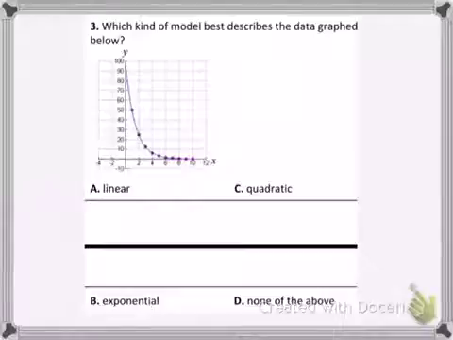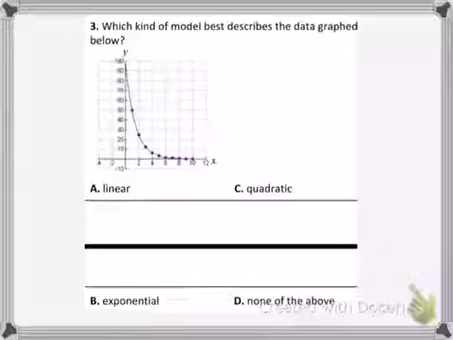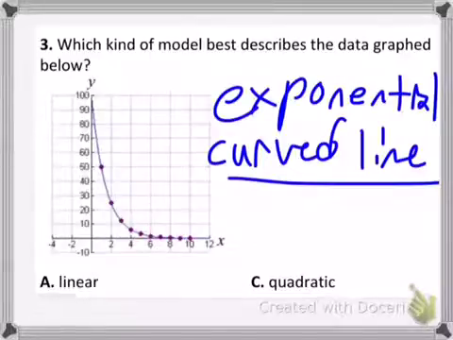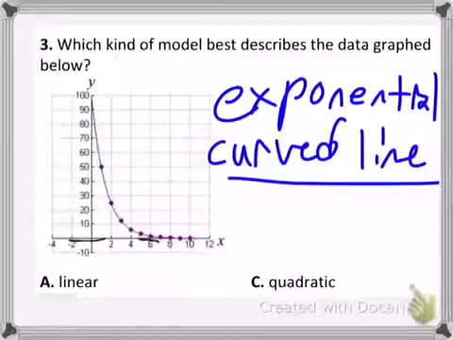Which kind of model best describes the data graph below? And it's exponential because it's a curved line. As we notice, you see it curving and has an asymptote here, y equals 0.